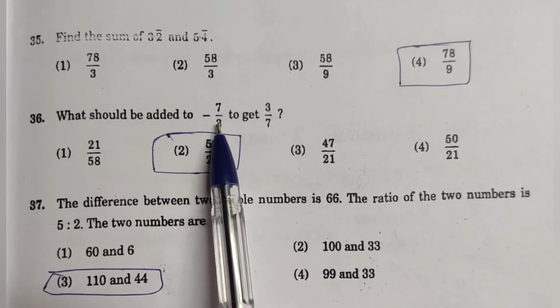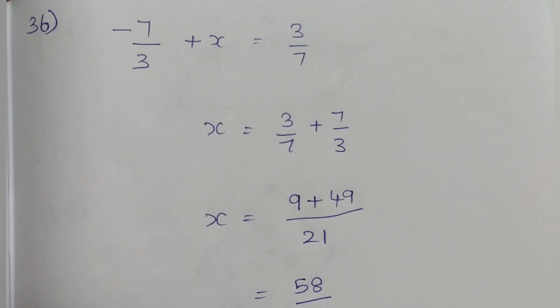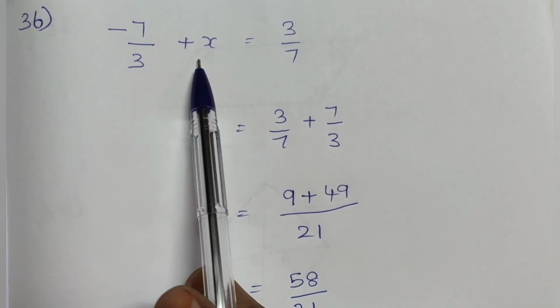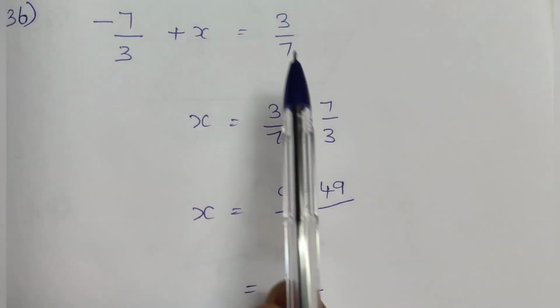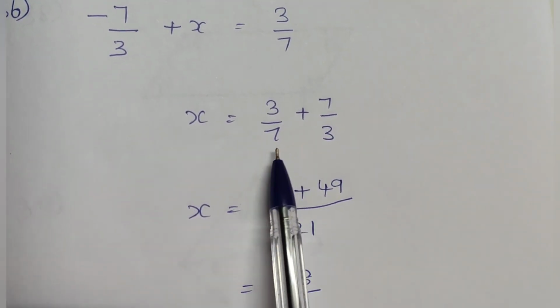What should be added to minus 7 by 3 to get 3 by 7? Minus 7 by 3 plus x, what should be added? So plus x is equal to 3 by 7. x is equal to 3 by 7. Minus 7 by 3 when transposed becomes plus 7 by 3. x is equal to 3 by 7 plus 7 by 3.